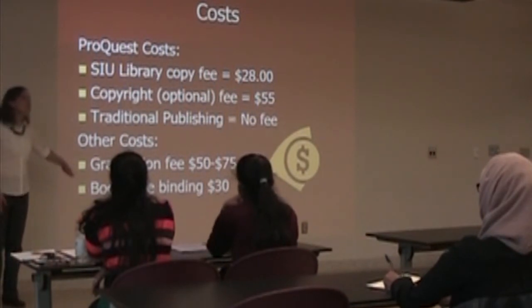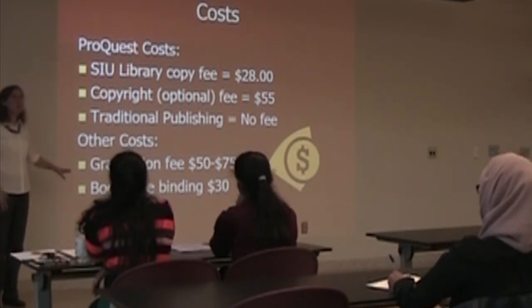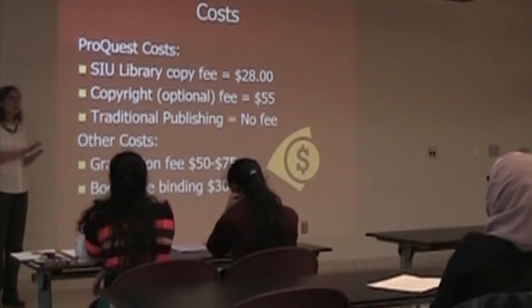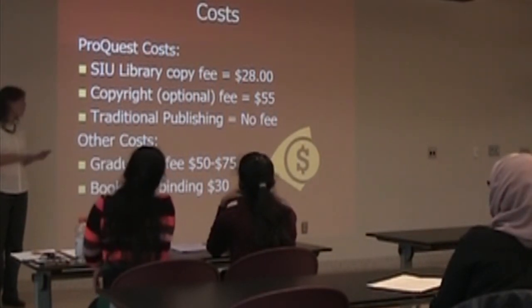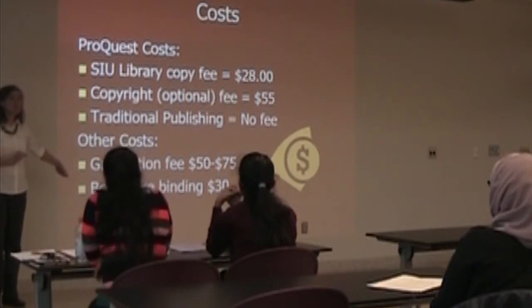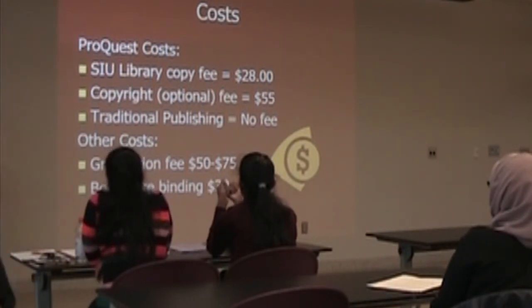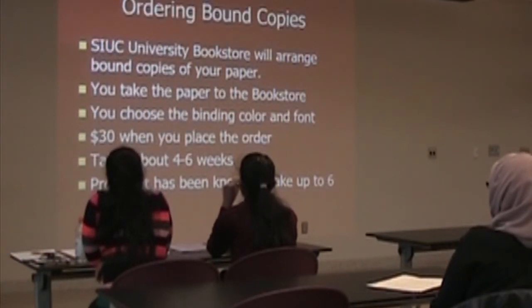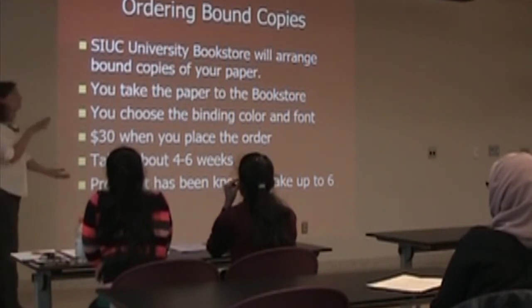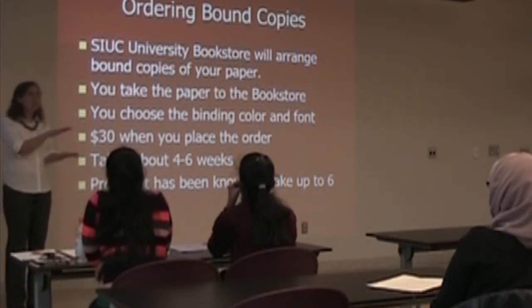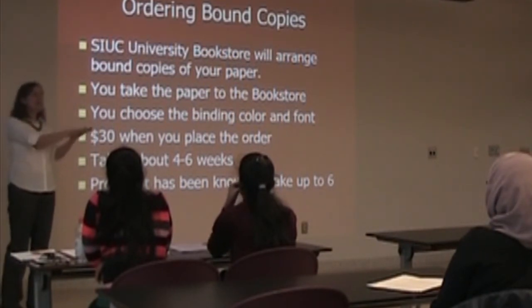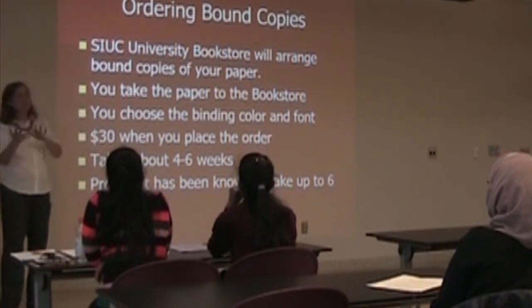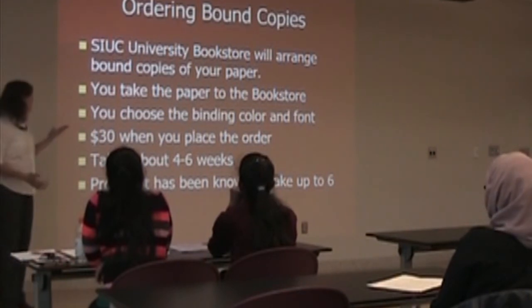And then if you want a professionally bound paper copy of your thesis or dissertation, you can go to the university bookstore. You print out your paper and take it over to the bookstore and give it to them, and they have it professionally bound, and then you can pick it up. And it's about $30.